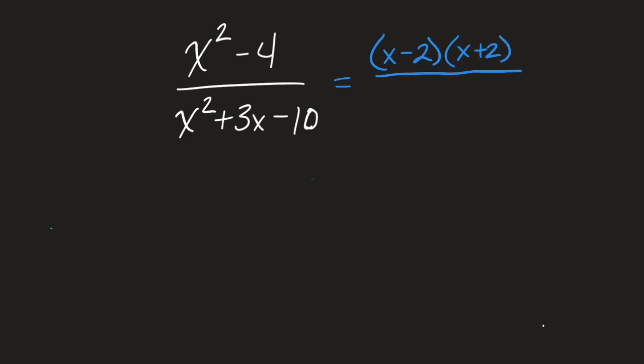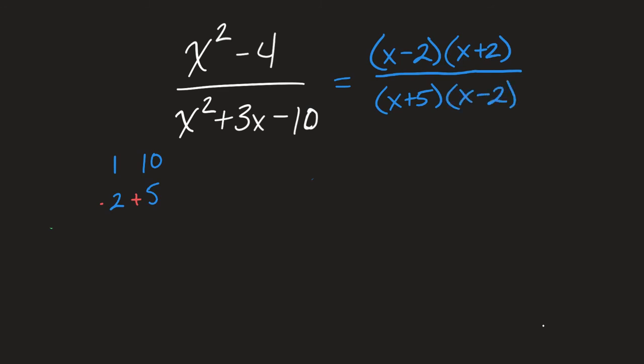Now our denominator, we need to factor it as well. We need the factors of 10. Well, there's only 2 of those, 1 times 10 and 2 times 5. But we need the factors of 10 that can become positive 3. And we can get a positive 3 if our 2 is negative and our 5 is positive. So those are the factors that are going to work here. We will have x plus 5 and x minus 2.